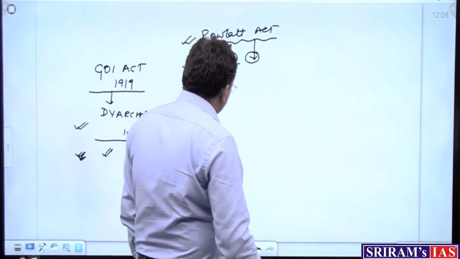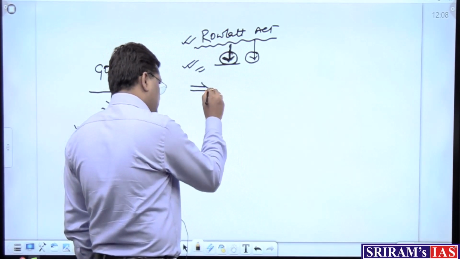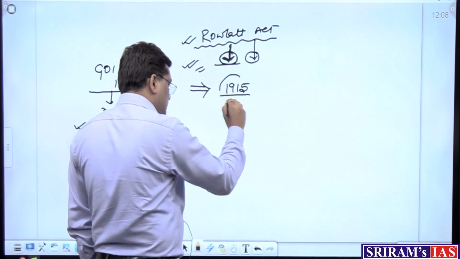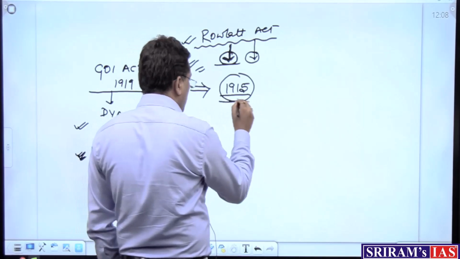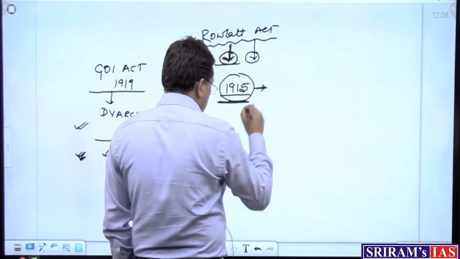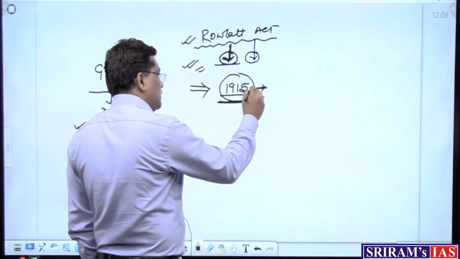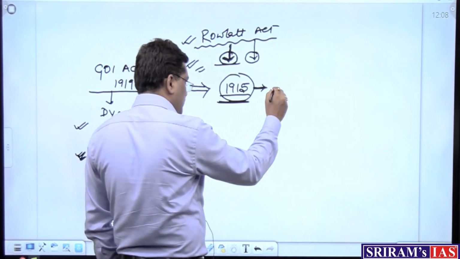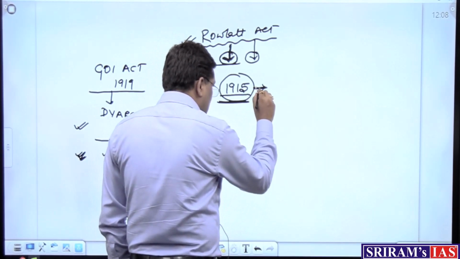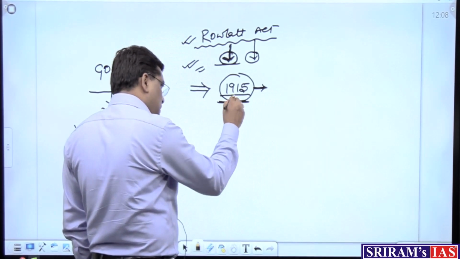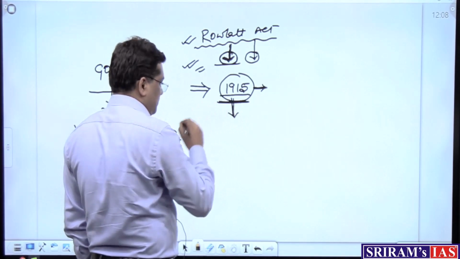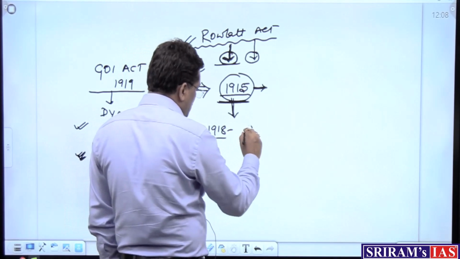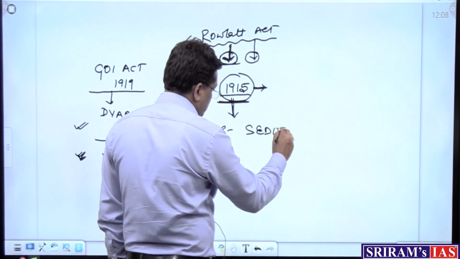In fact, the emergency provisions introduced at the beginning of the First World War, in 1915, gave the British government extraordinary powers of the state, and emergency ordinances were imposed. There was no freedom of speech. There was preventive detention. The same measures were to be continued. Therefore, in 1918, a sedition committee was constituted.